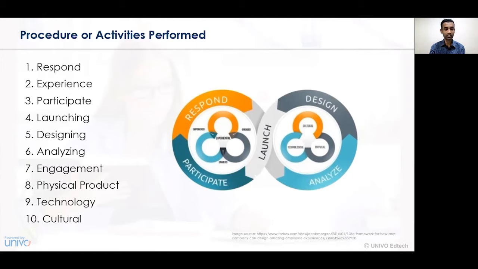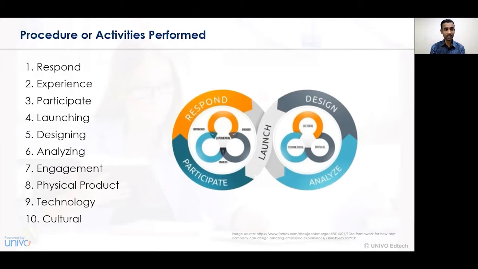Then comes the scenario of launching. In terms of operations planning and control, we need to see that whenever and at whatever place or time the product or the goods or the services or the material is required, that particular product or goods is launched at the specified time period. Launching of the product at the specified time and place is essentially required. And for that, the control of activities with respect to respond, experience, and participate is essentially required. Hence, the respond and participate activities are a forward move to the launching activity.